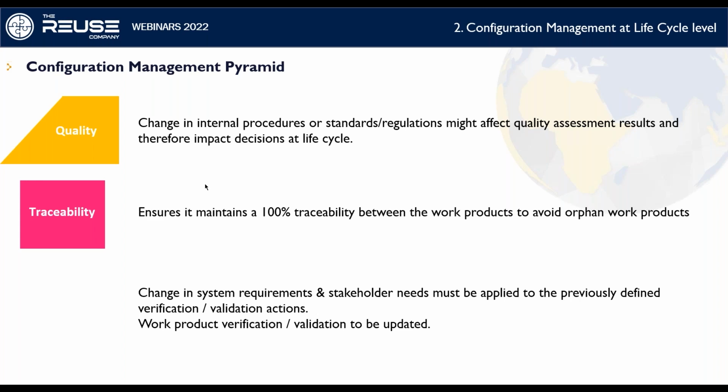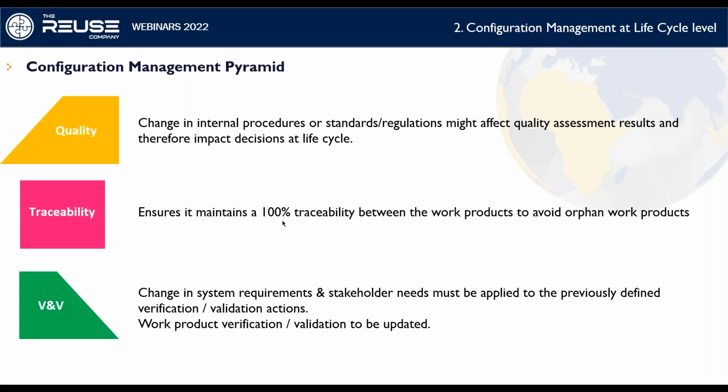Same for traceability. If I delete one element from one document, all the other documents are the same. But the fact that I deleted this element produces a change in the traceability. Maybe in the other documents, I have some orphan requirements because they were linked to this item that I deleted. So I have to make sure I maintain 100% traceability between the work products at all stages and avoid orphans. And finally, the VMV.